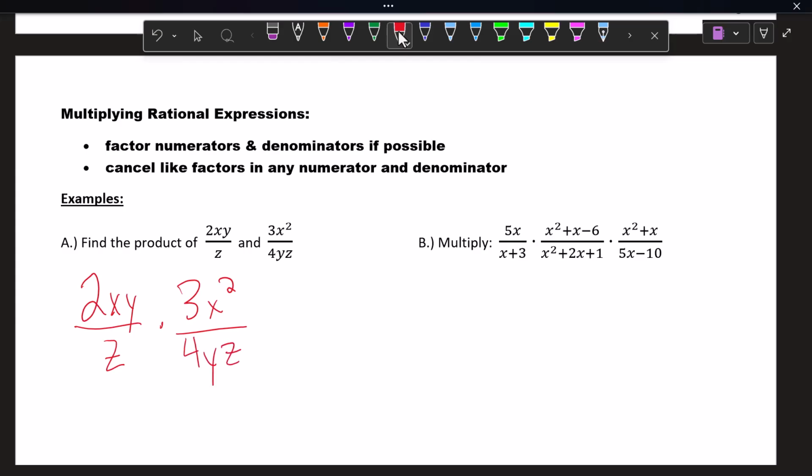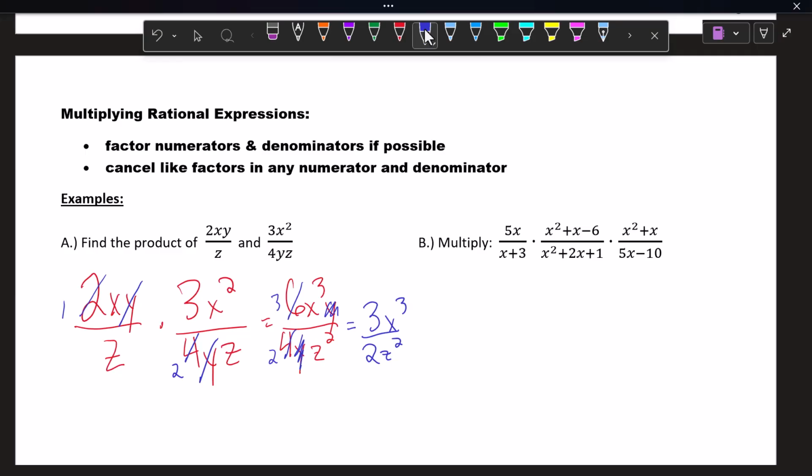So we could multiply this straight across. There'd be nothing wrong with that. So we get 6x cubed y over 4yz squared. And then we start simplifying. 6 and 4 can both be divisible by 2, and we can cancel out the y. So we're left with 3x cubed over 2z squared. Now, we could have just canceled out the y's to begin with and divided the 2 and the 4 by 2. We'd end up in the exact same place that we are now.